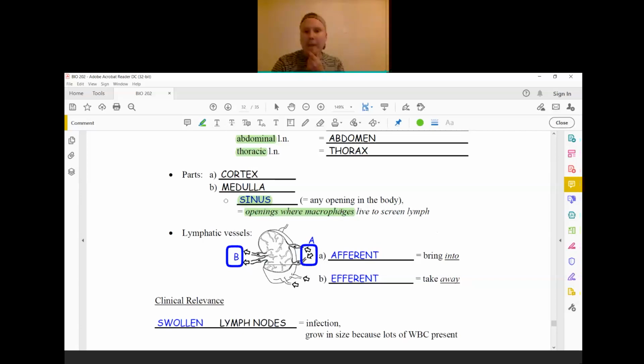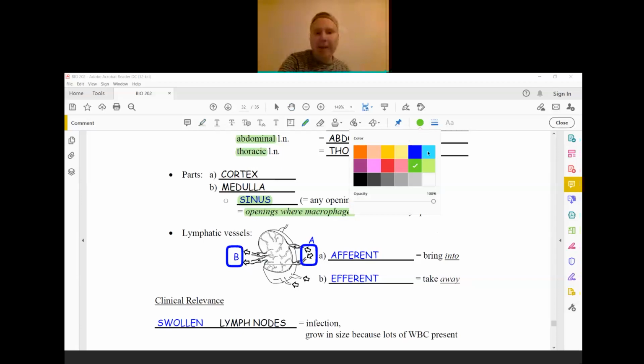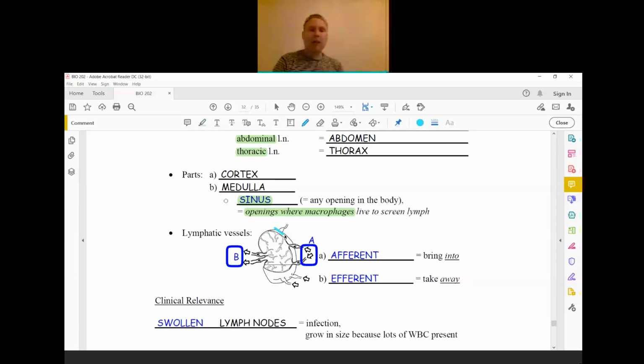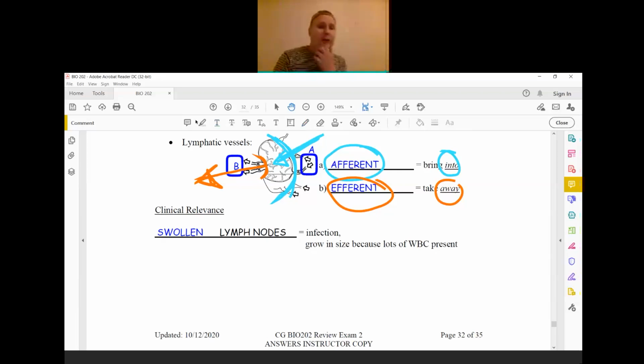Let's have a look at the lymph node as the next one. What you want to know is that we've got vessels coming in on this larger convex surface. These vessels are known as afferent because they come into the lymph node. And the vessels that leave the lymph node are leaving from the smaller concave surface. And they are known as efferent because they're exiting the lymph node. If you have swollen lymph nodes, that's typically an indication that there is some kind of infection going on.